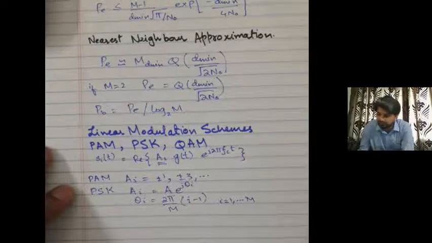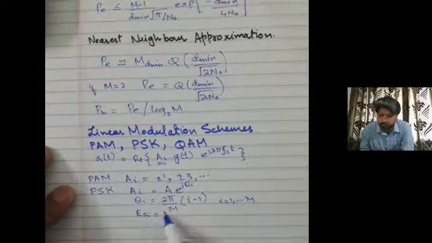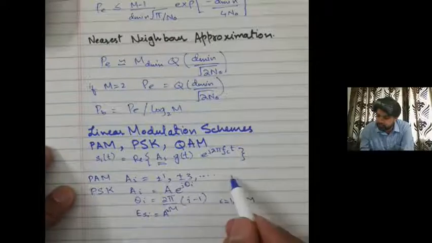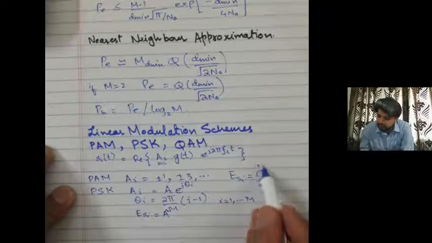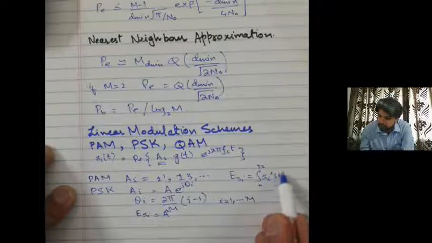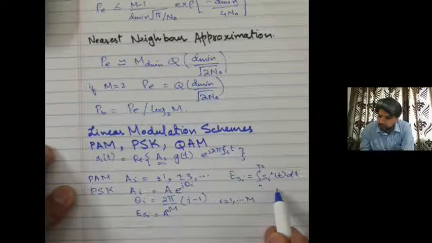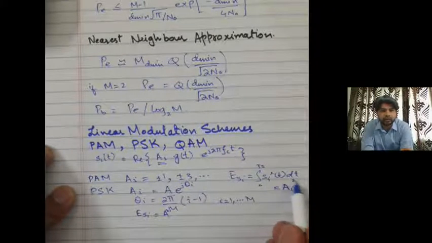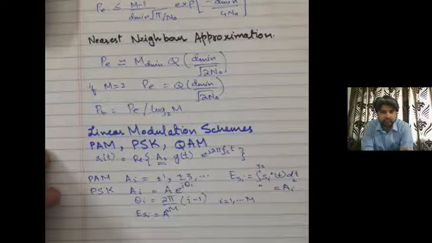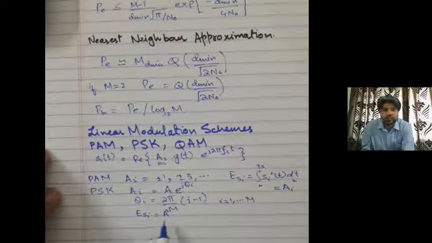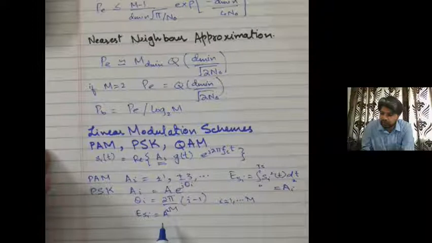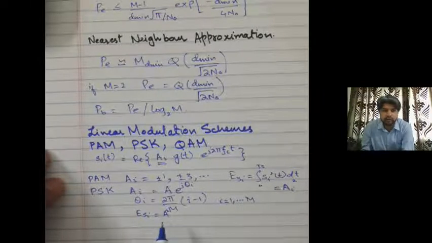This means your symbol energy ESI would be constant, in this case A squared, whereas the symbol energy ESI, which is by the way the integral from 0 to Ts of Si square of t dt, would still be equal to AI squared. But your AI would be different in the case of pulse amplitude modulation for different values of I, whereas for phase shift keying, your AI would be constant for all constellation points. So hence phase shift keying is a constant envelope kind of signal.